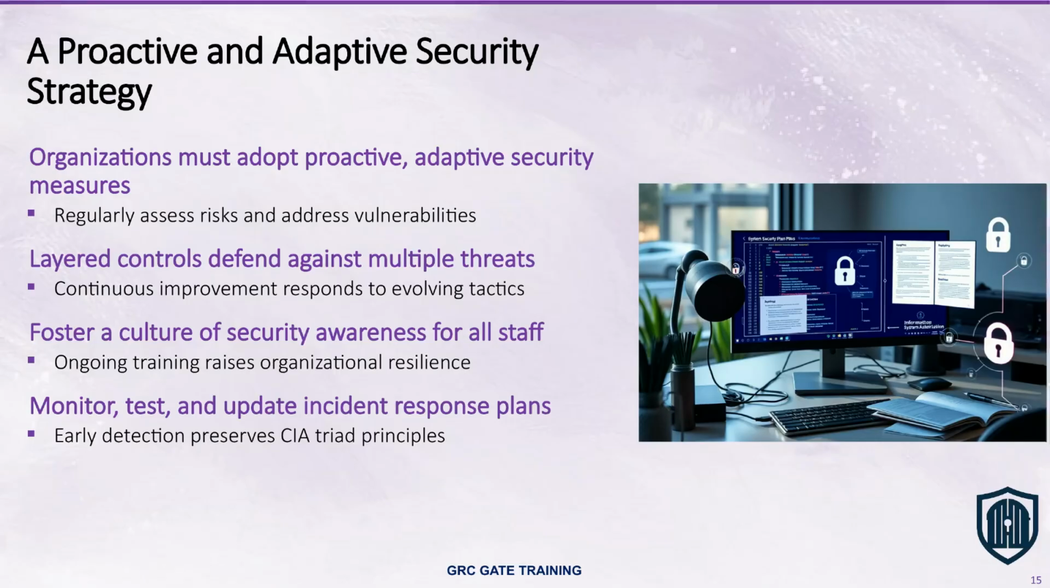Security teams should continuously monitor their environments for signs of compromise, test their incident response plans, and stay informed about emerging threats and best practices. By doing so, they can uphold the principles of the CIA Triad and ensure that their information systems remain secure, reliable, and trustworthy.